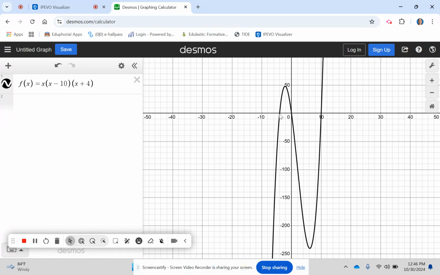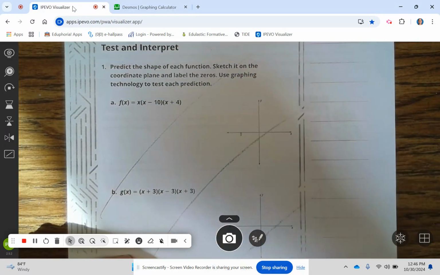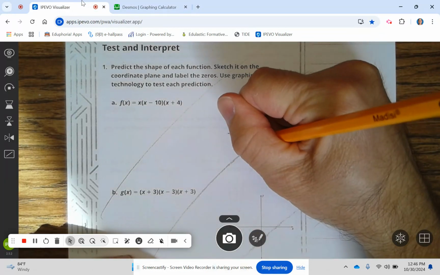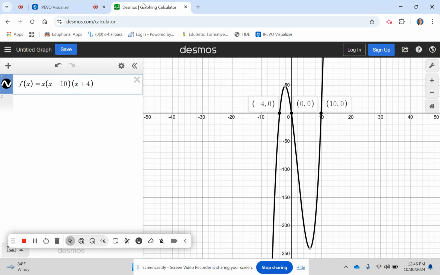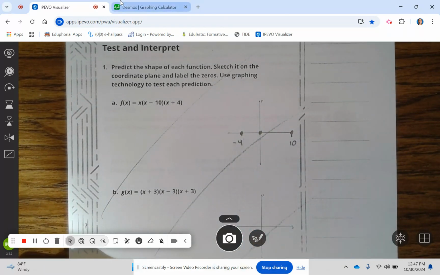Now the points I want are the zeros here, so let's go ahead and label those. Let's just put a mark here. -4, 0. So point at -4, 0 and 10, 0 we can put over here. Okay, and then we have our zeros marked, and then we just sketch our graph accordingly.